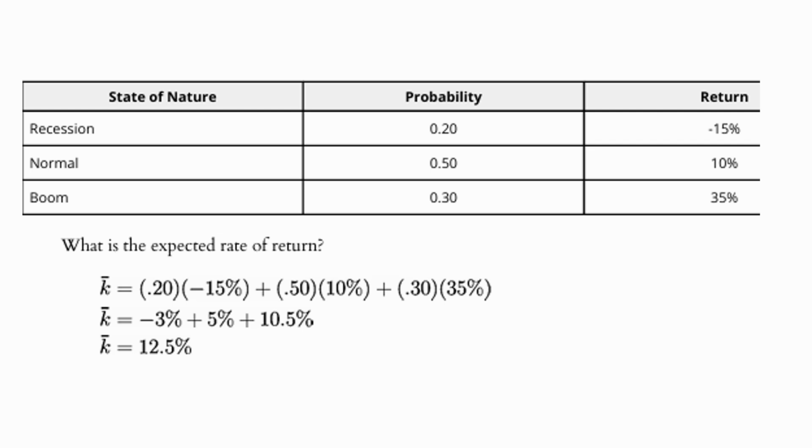So K bar is 0.2 times negative 15%, or negative 3%, plus a half of 10%, which is 5%, plus 0.3 times 35%, which is 10.5%. Summing that up is 12.5%. That's the expected return, K bar.